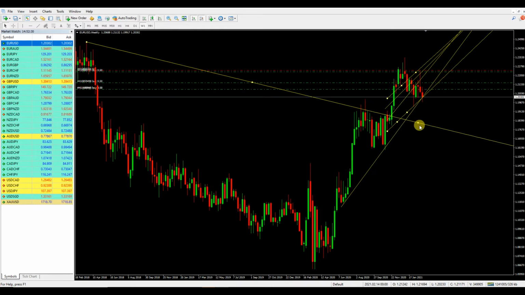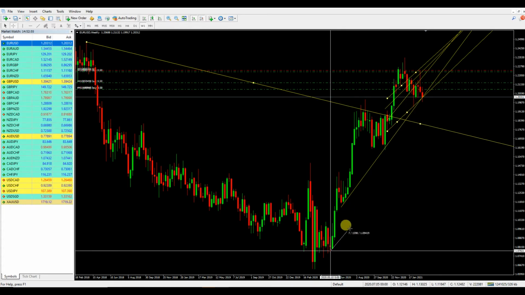We have a couple of touch points here. One touch point, the second touch point, the third touch point. And what do we see? On the W1 time frame, this has done a breakout towards upwards. Yes, so that's a very strong signal that EUR/USD is going to go up.